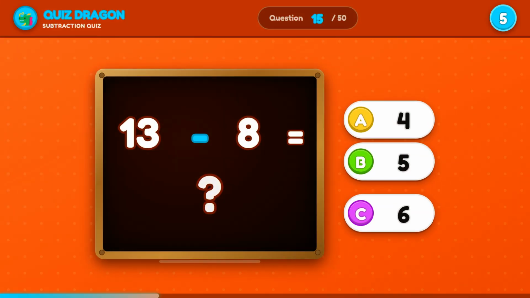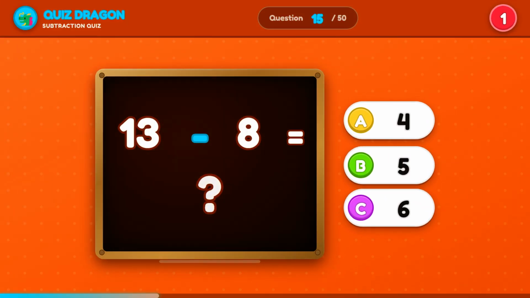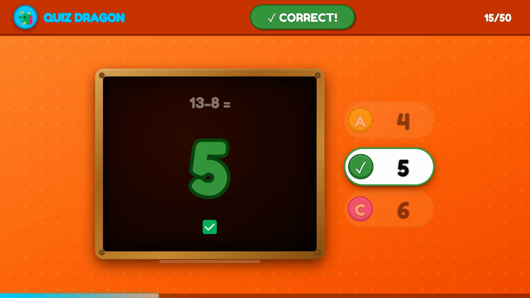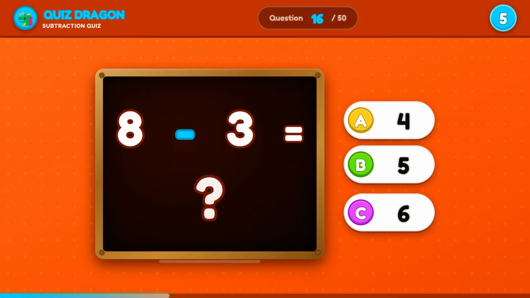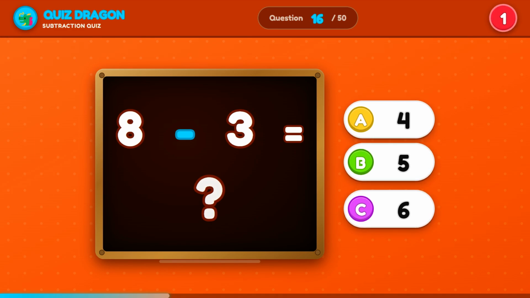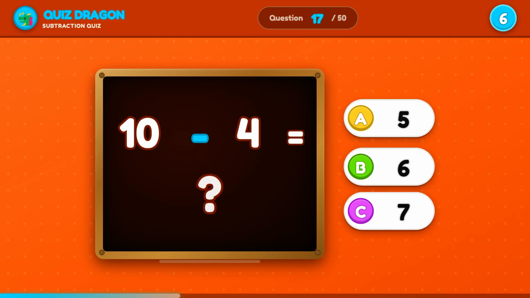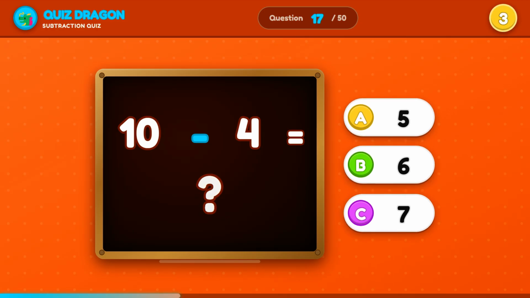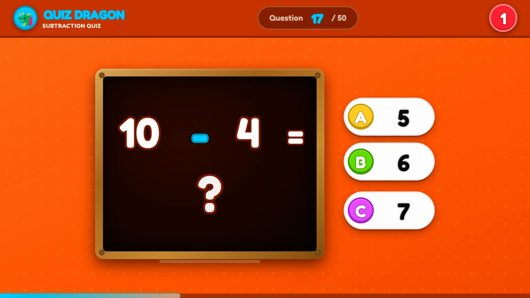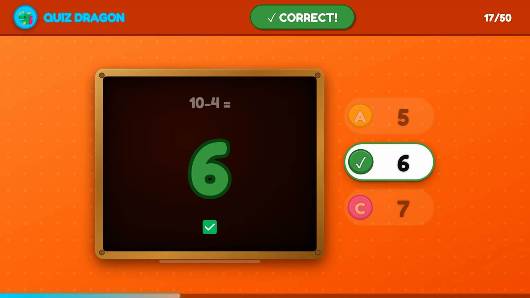Question 15. 13 minus 8. What's the answer? The correct answer is B, 5. Question 16. What is 8 minus 3? The correct answer is B, 5. Halfway there. Number 17. 10 minus 4 equals. The correct answer is B, 6.